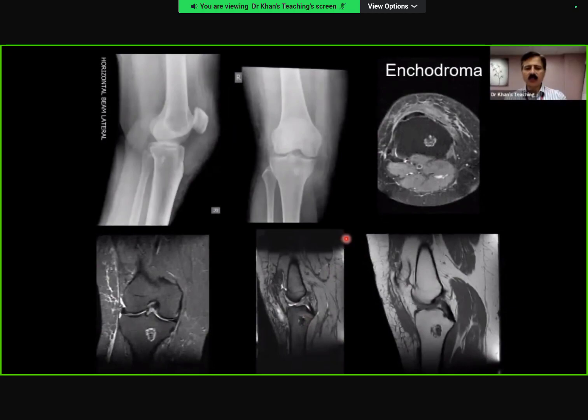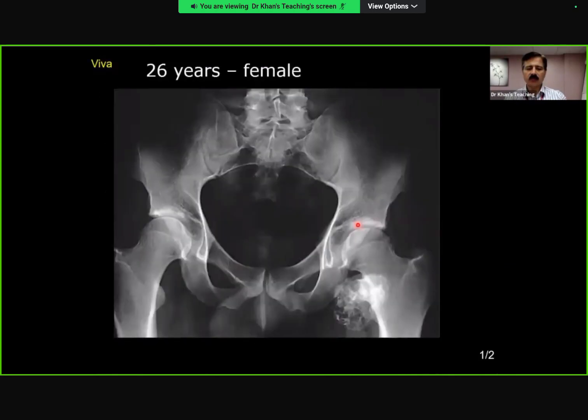And incidentally, you will pick it up very often in your day-to-day reporting, where in an MR, you can see it here, you can see it here, and calcification, you can see here, incidentally.